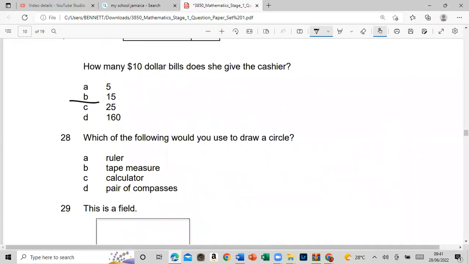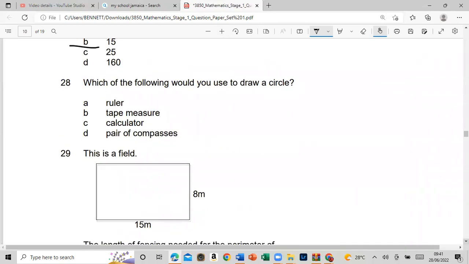All right, 28. So you guys can have experience with money. Which of the following would you use to draw a circle? Is it a ruler, a tape measure, a calculator, a pair of compasses? And that is compass.